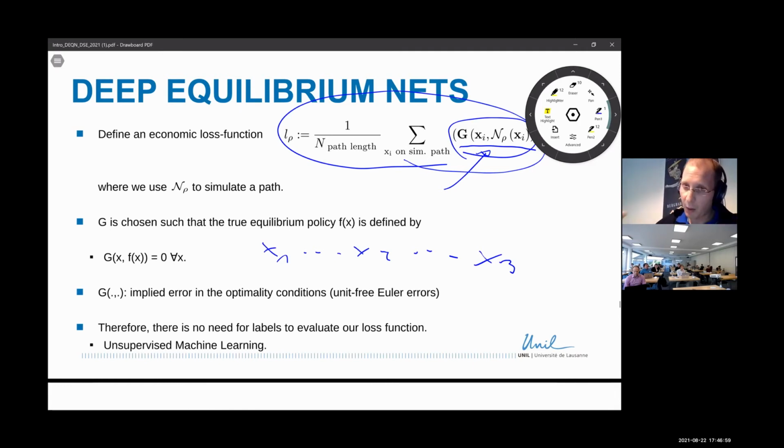Then I update my policy, so the neural net, in a certain step. Once I have generated these 10,000 observations, so to speak, I let stochastic gradient descent do its magic. It will adjust the policies such that the error reduces.